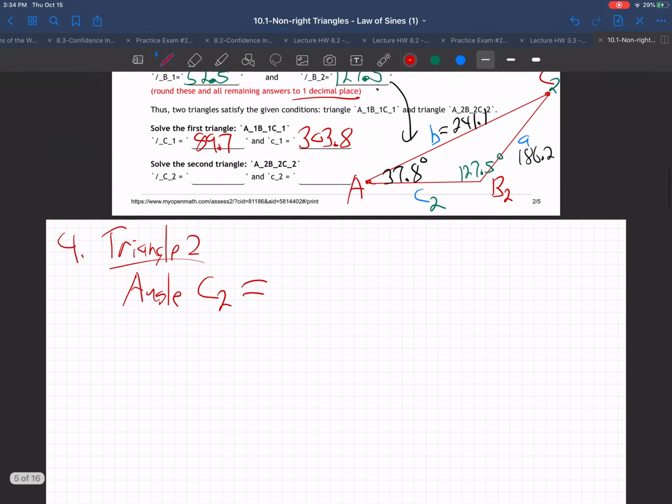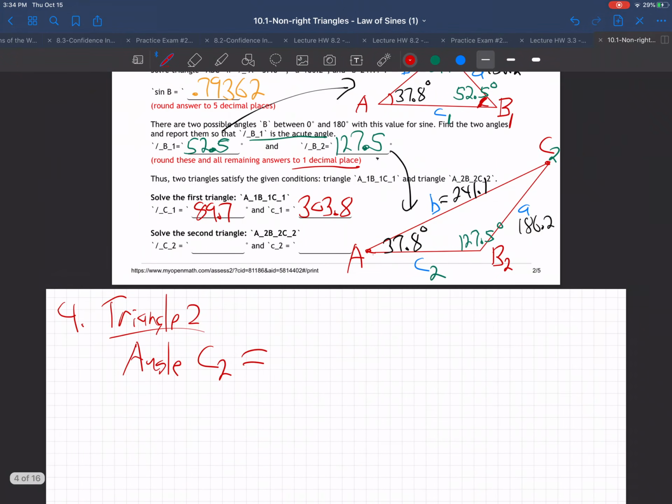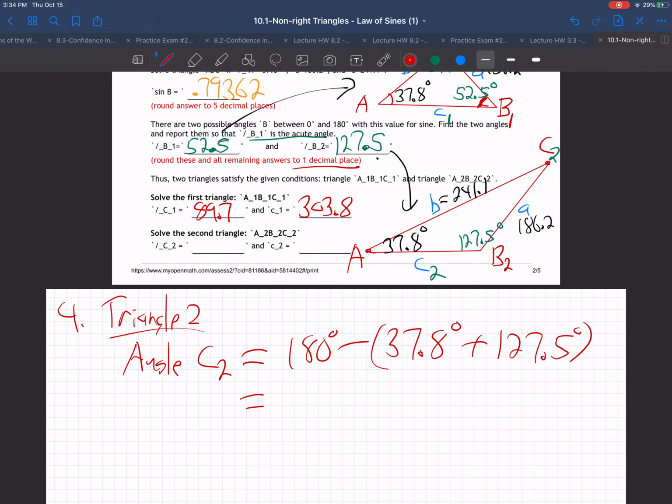So now we're going to find angles. No, that was C1. I'm sorry. This problem is too much for me. This was C1. Now we're doing C2. So angle C2 is going to equal 180 minus the other two, because there's always 180 in a triangle. 37.8 degrees plus 127.5 degrees. So angle C2 is 180 minus that. I'm getting 14.7 degrees.